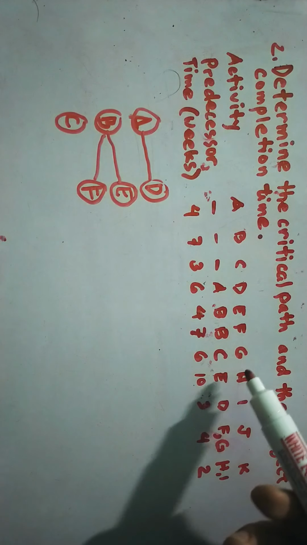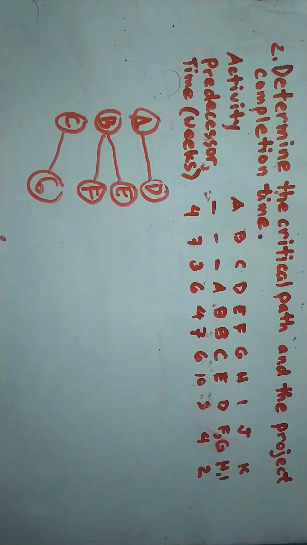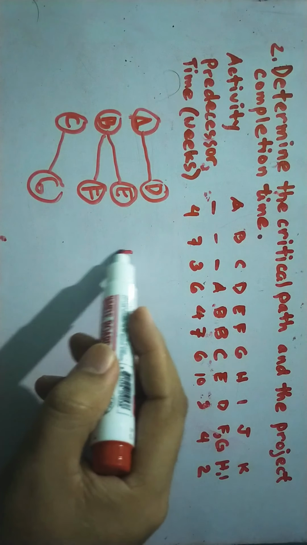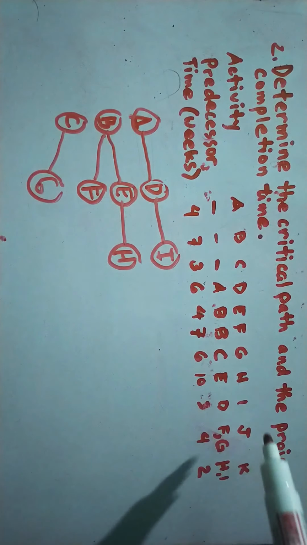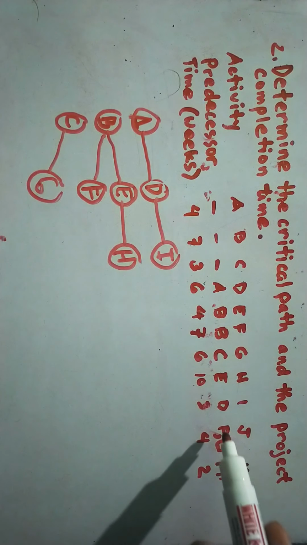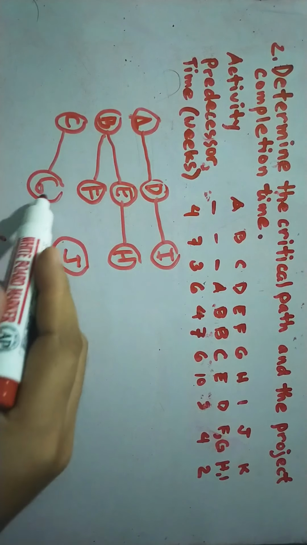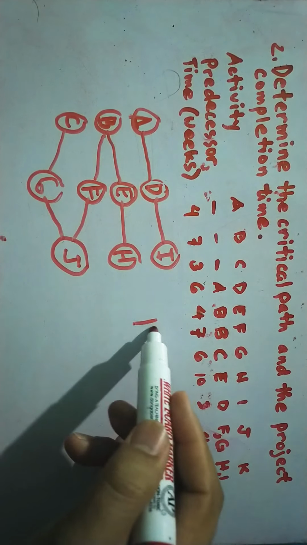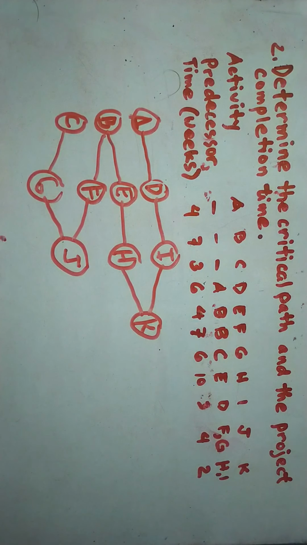And then we have here G after C, so I will draw here G, that is after C. And then H is after E and I is after D, so I have here H and then I have here I. Okay, I and then H, and then we have here J after F, G. This is my F and G, so after this one we have J. Okay, and then K after I and H, so I have here K. So this is our network diagram.